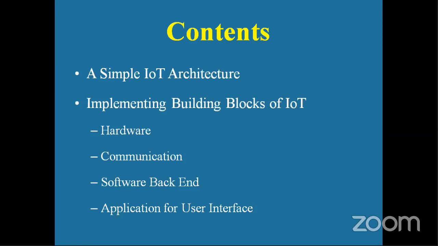Like I told you, the first slide, which was important, the 4 building blocks of IoT contains what? Hardware, communication, software backend, and application interface. So we are going to develop these individually. We are going to write code for developing these individually, and then we are going to demonstrate this to you. First we will understand what is a simple architecture of an IoT.